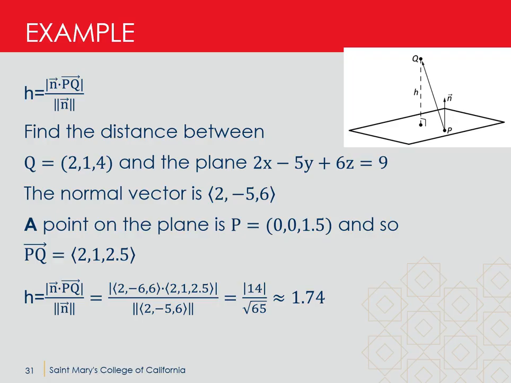Okay, so we've seen three possibilities: a point to a line, a line to a line, and a point to a plane. And I guess that's about it.